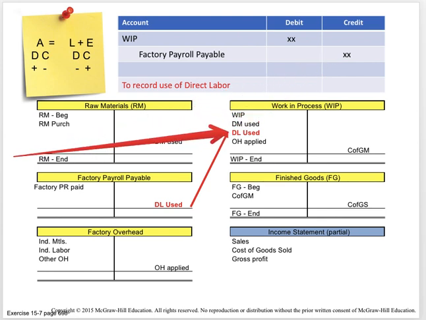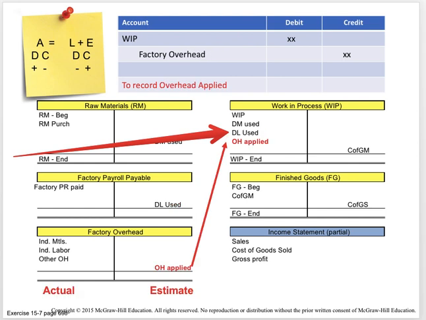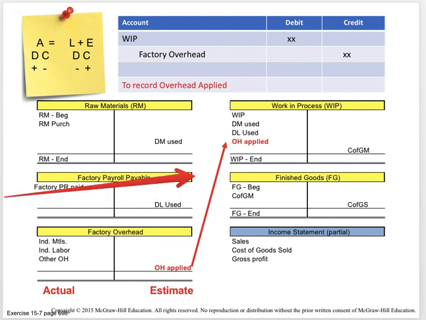And then the third element of cost is overhead. And again, I'm not going to talk too much about the specifics of how we come up with the overhead amount, but I just wanted you to know in general the journal entry and the way that it works is that we have a factory overhead account and we accumulate all of the actual overhead accounts on the debit side. But then as we move them into work in process, we move it using an estimate.